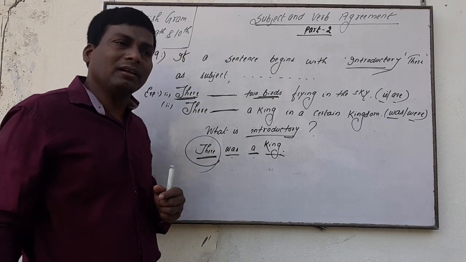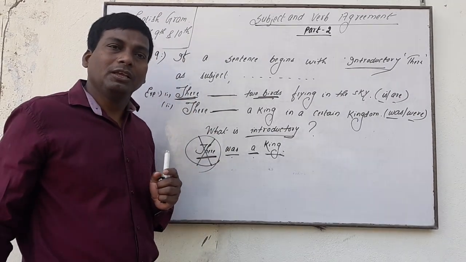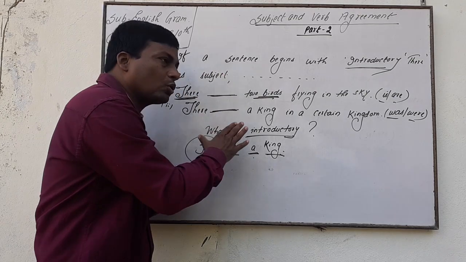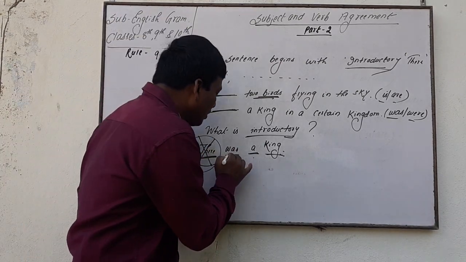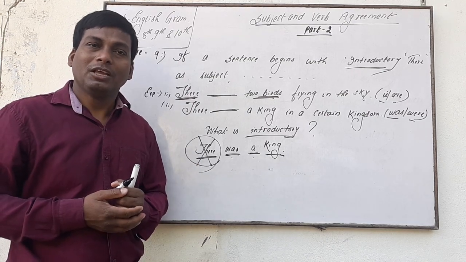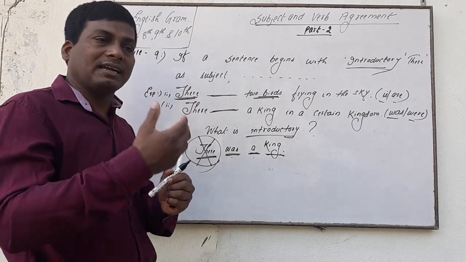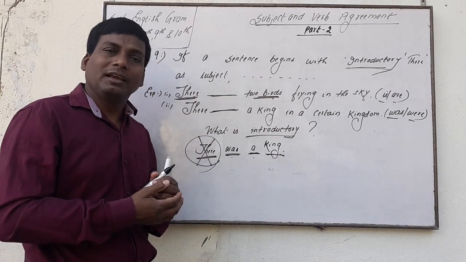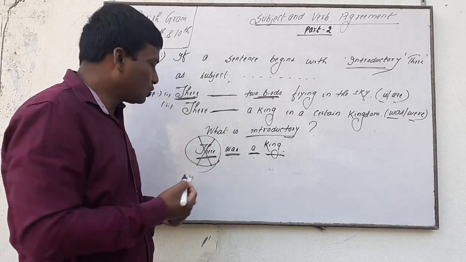What is the meaning of there? So here there is no meaning of there. I have already told you that an introductory has no self meaning. Suppose if we write this sentence, "was a king," it will not look good. So only to decorate this sentence, so that we can pronounce it and write it in a good way, we use an introductory. So, there was a king.